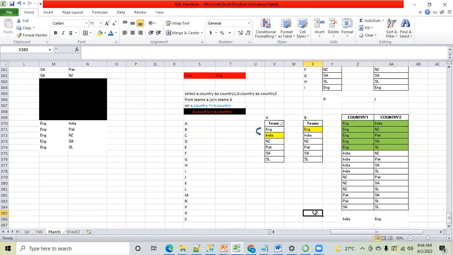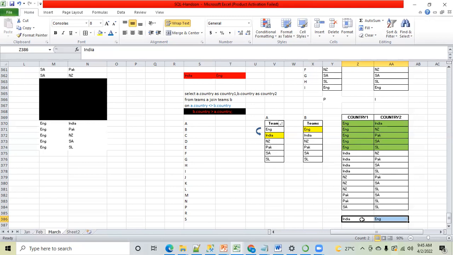But suppose you got this record as an output. Is this expected or not? Is this record expected here or not? Generally not expected. Why not expected? Because we have already scheduled England India. Very good. Because we have already scheduled a match between England and India.